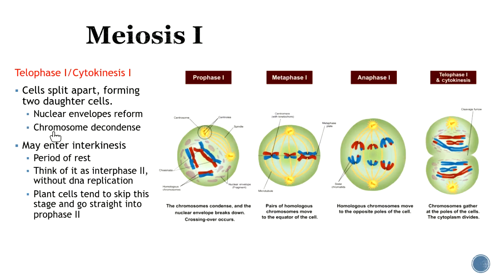And then in telophase 1, we're just going to split it into 2. Envelope will be formed. Chromosomes can condense. Some of them enter what we call interkinesis, a period of rest where they'll halt. If you want to think of it as like an interphase 2, but they do not replicate their DNA, they just hang out. Now, some cells, especially plant cells, kind of skip this stage and go straight into meiosis 2.